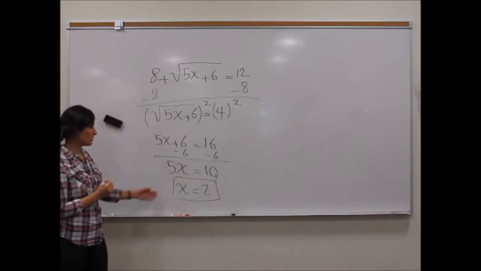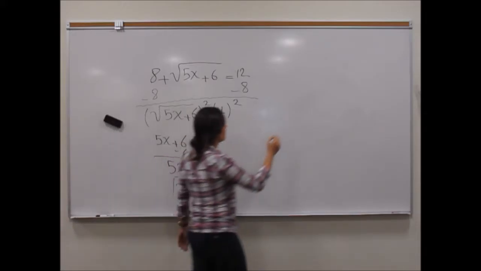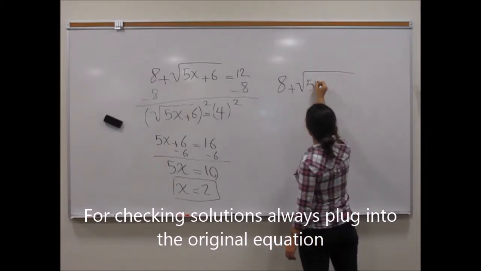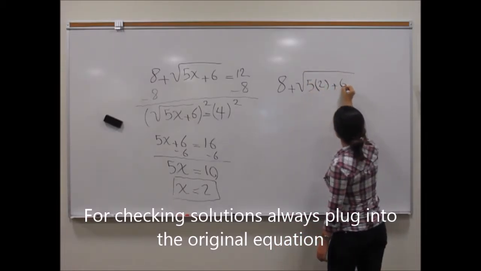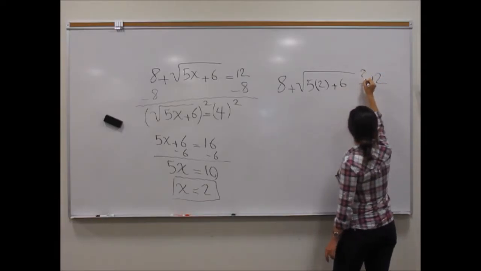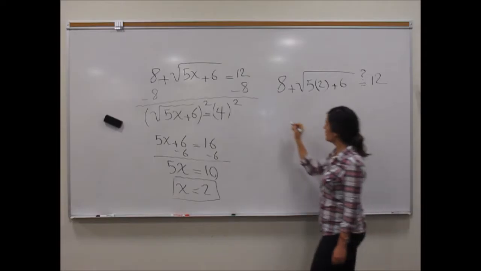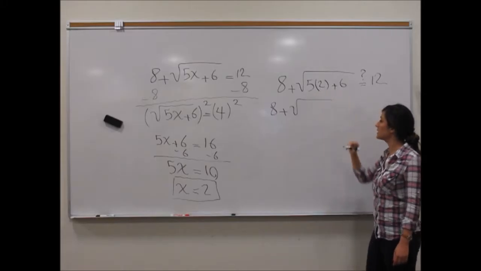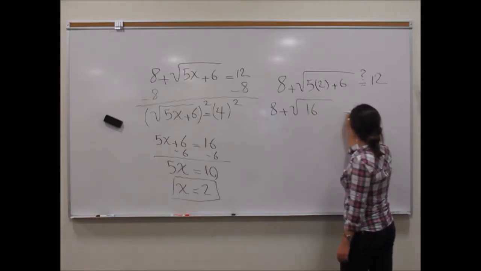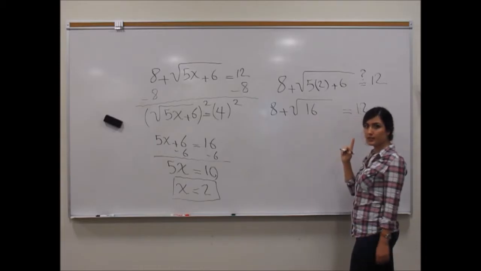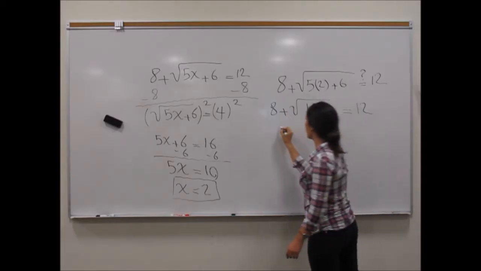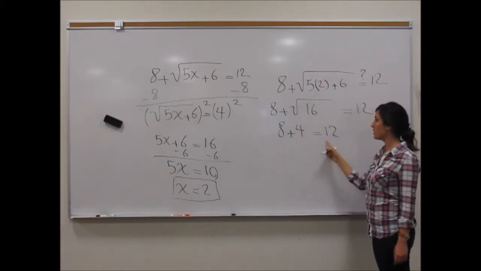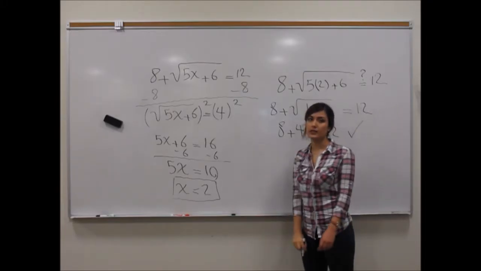So let's check to see if our answer is correct. 8 + √(5 × 2 + 6) equal to 12. Let's see if that's right. So I have 8 plus 5 times 2 is 10, 10 plus 6 is 16. √16, and √16 is a perfect square, so it's 4. 8 plus 4 is 12, so this is absolutely true, and our answer is x = 2.